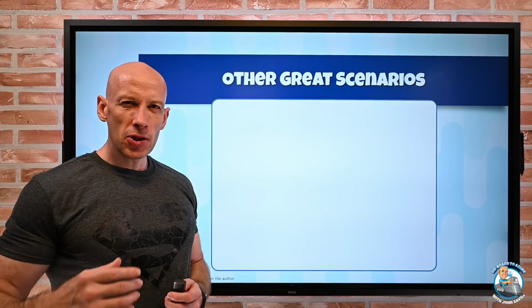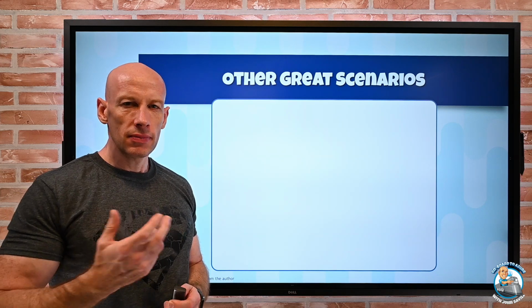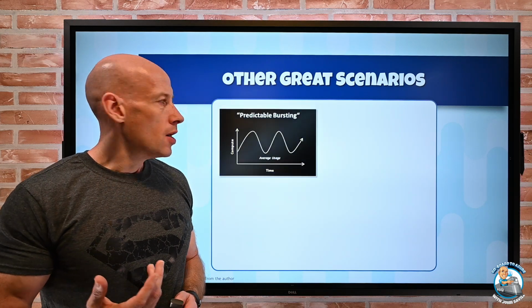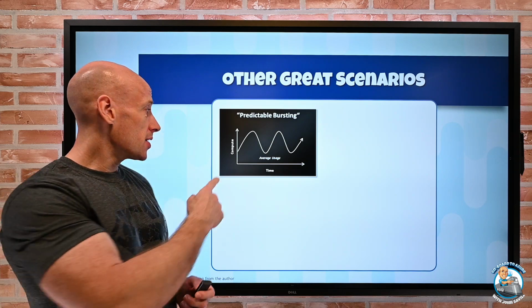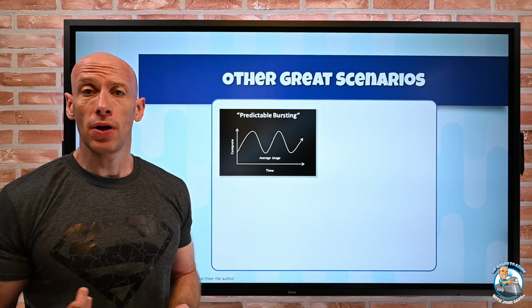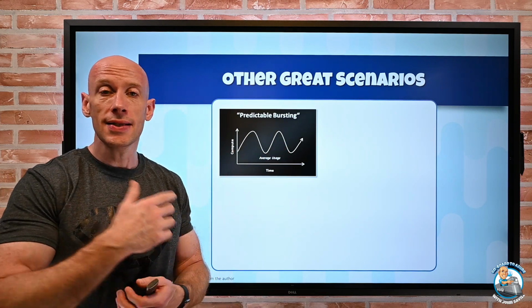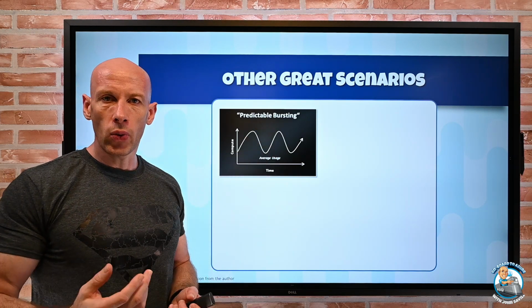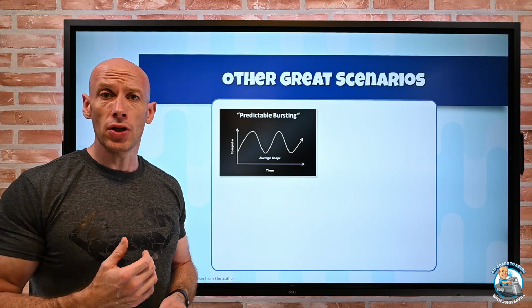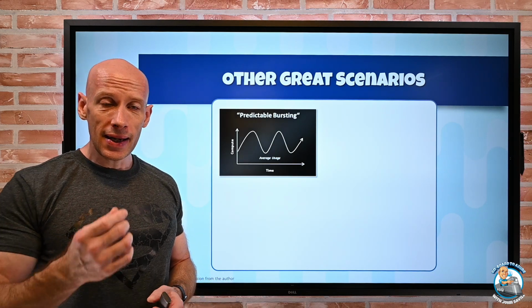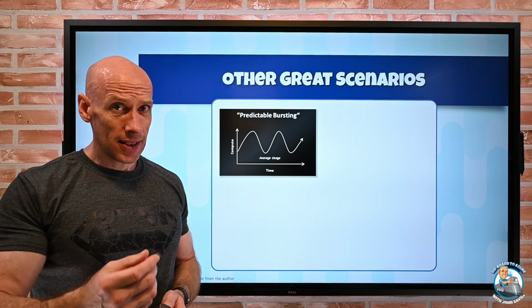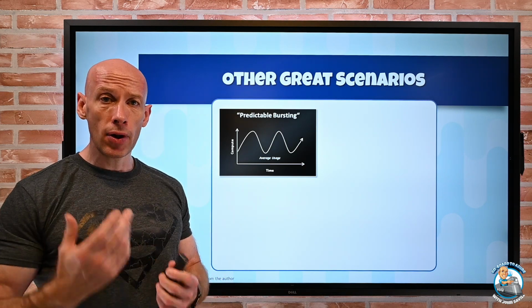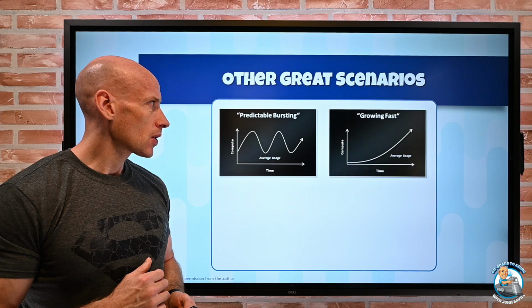Now that consumption-based nature opens up a number of types of model. So I can think about predictable bursting. That's a good example of the pizza restaurant, the tax office. I know I'm busy at certain times of the week, the month, the year, maybe at certain times of the day even. Again, we bill per second. So when I can scale in, that's real money I'm saving.